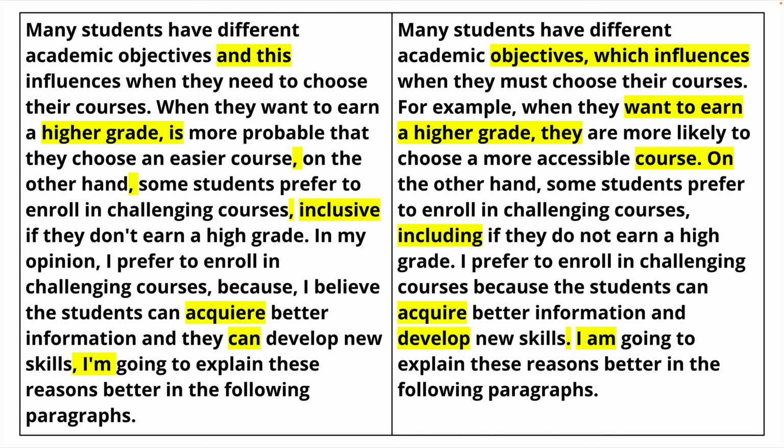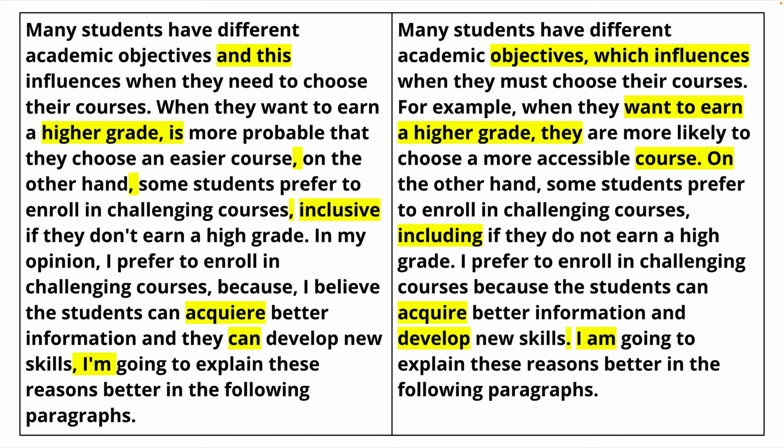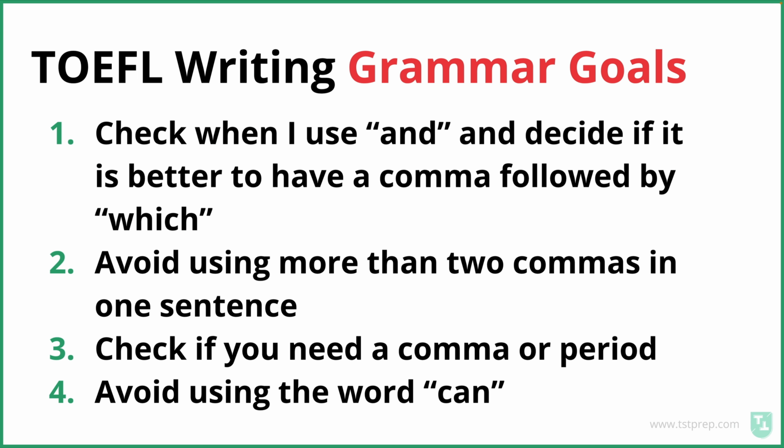The last sentence here, it says, "I believe the students can acquire better information and they can develop new skills." And so there's a period here, acquire is misspelled, and they cut the word can. Check if you need a comma or a period. So this seems to be a reoccurring theme for this student. Number 3 is that they're using commas when they need a period. So that's something the student should really keep in mind next time. And also that maybe they don't need the word can. Avoid using the word can. It's not usually appropriate. You can just use a verb instead. So these are the 4 grammar goals the student found out based on their step-by-step process.